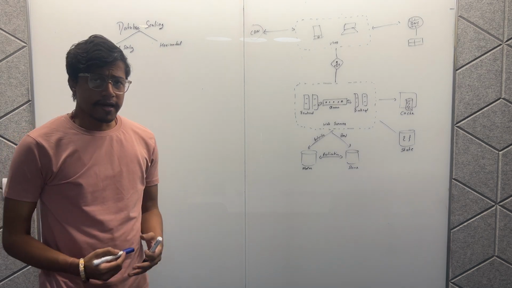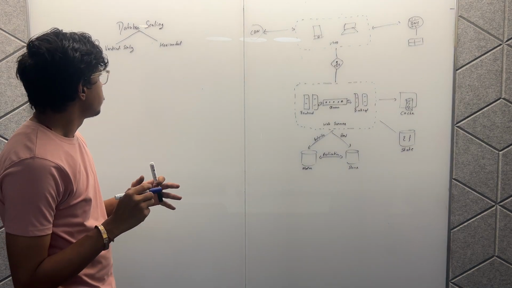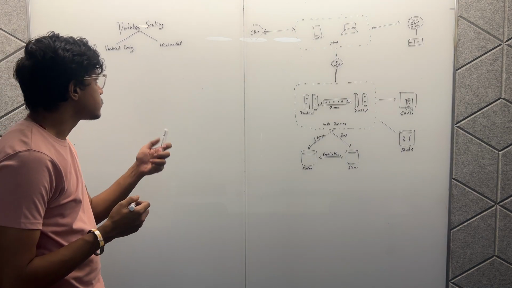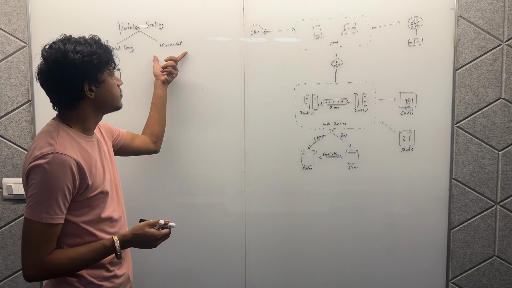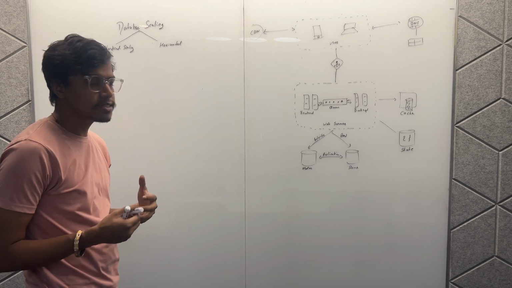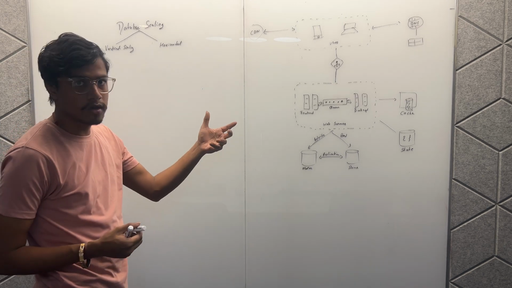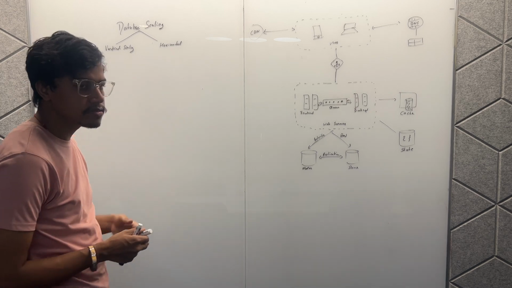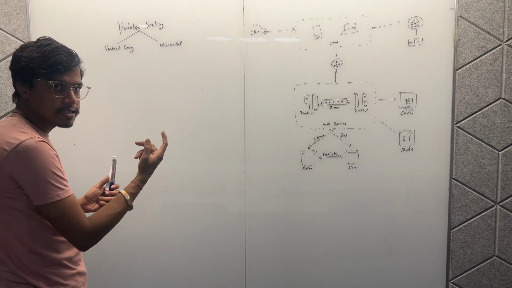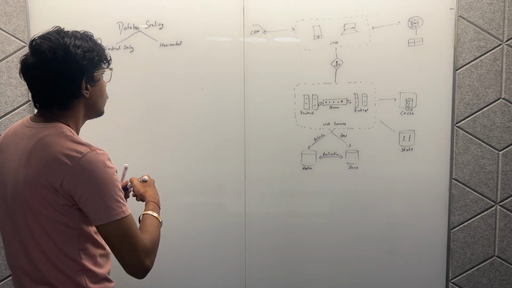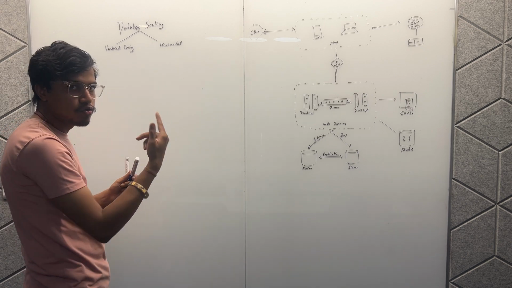Now, the second type of scaling that I want to explain is called horizontal scaling, and it's a little different when it comes to databases as compared to servers and other components. It's a little different in databases. So, first let me give you the whole overview.